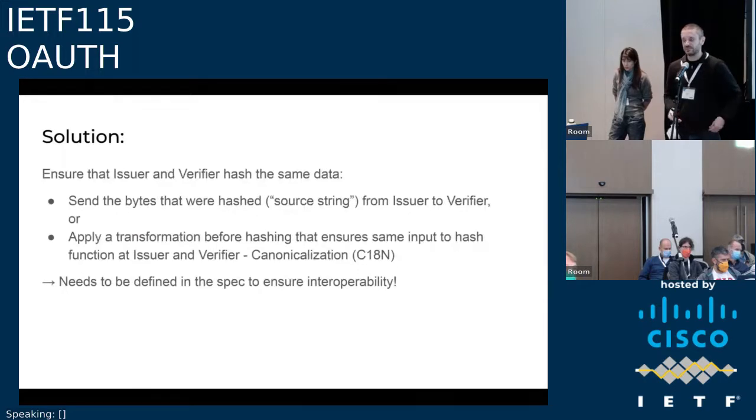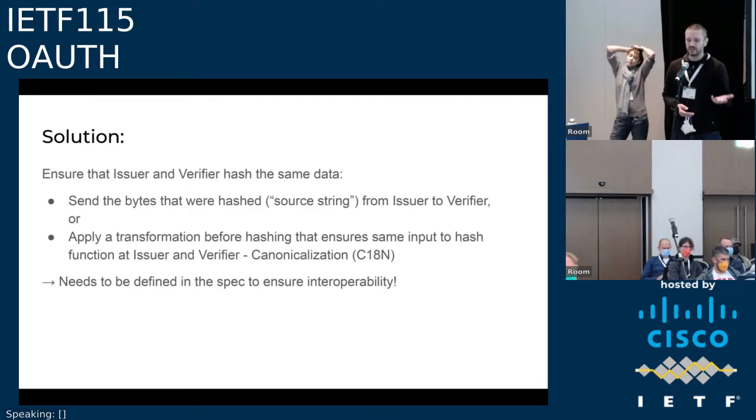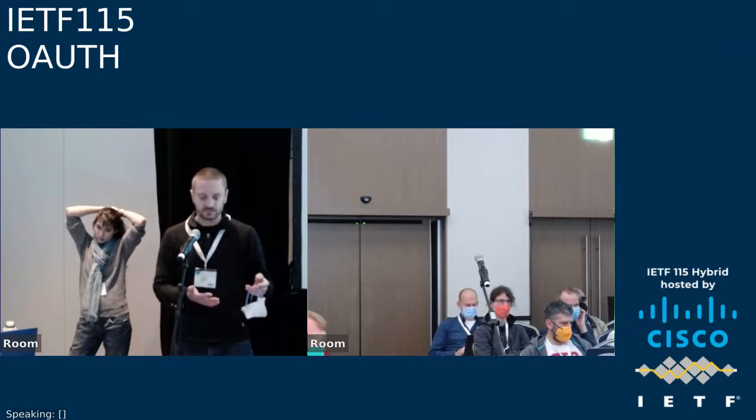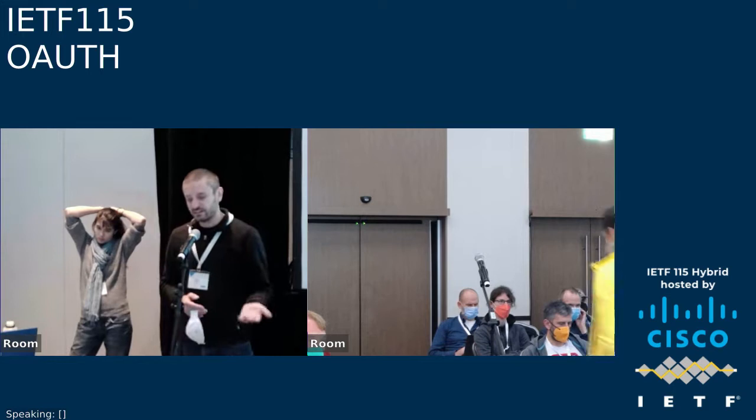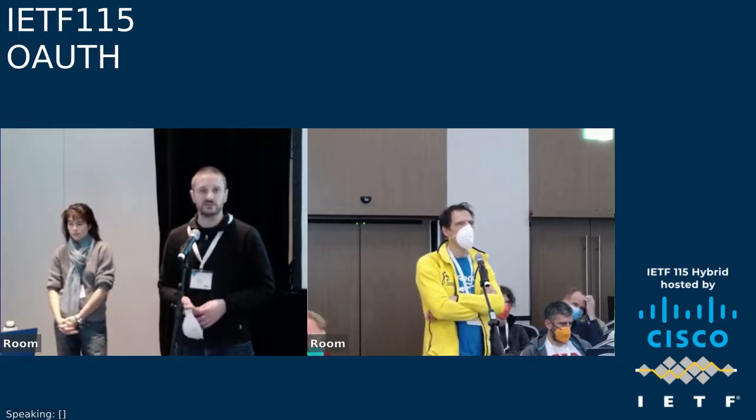There are essentially two different approaches that you can take. One is to send the exact bytes that were hashed from the issuer to the verifier. I call this the source string, because it is the source of your hash. Or you can apply a transformation both at the issuer and at the verifier that ensures that both really hash the same byte string, so both end up with the same hash at the end of the day. That would be canonicalization, which you obviously need to do at both the issuer and the verifier. In any case, whatever we do, we need to define what we do in the spec to ensure interoperability. We need to ensure that issuer and verifier agree on how this computing is done.